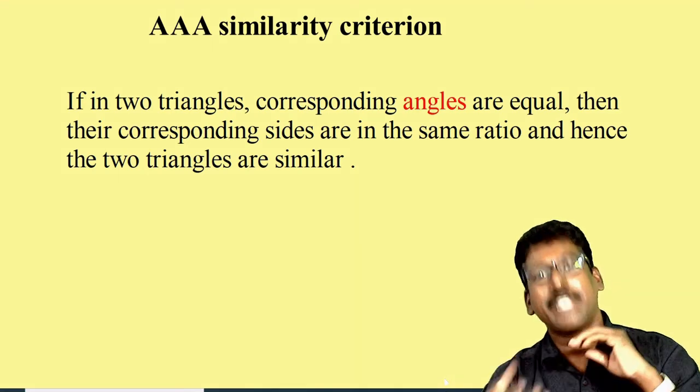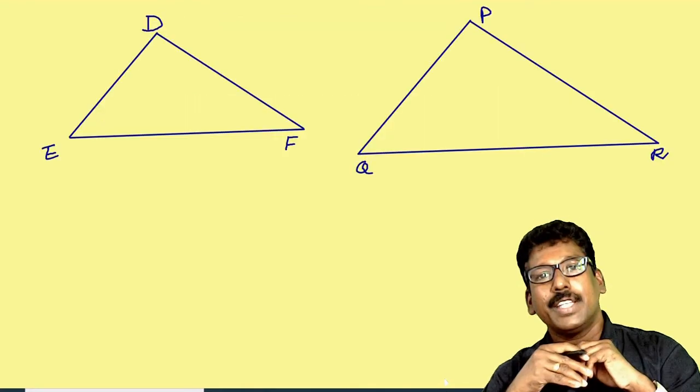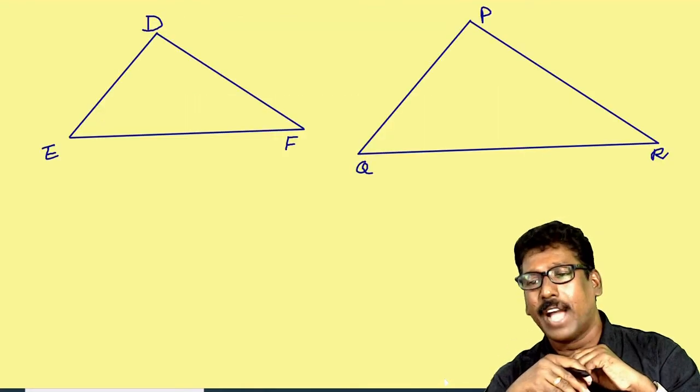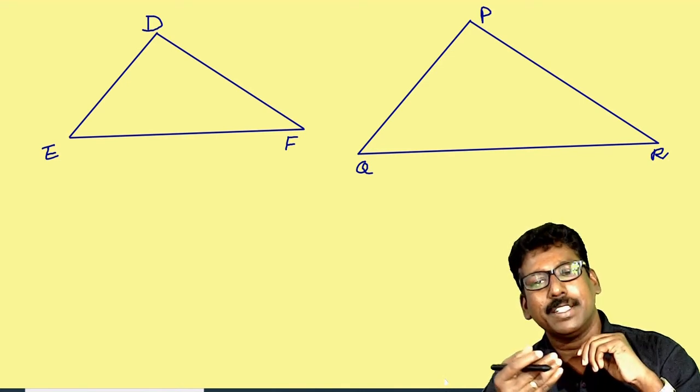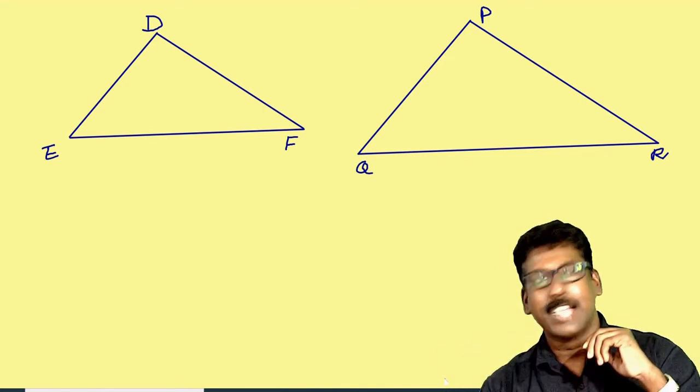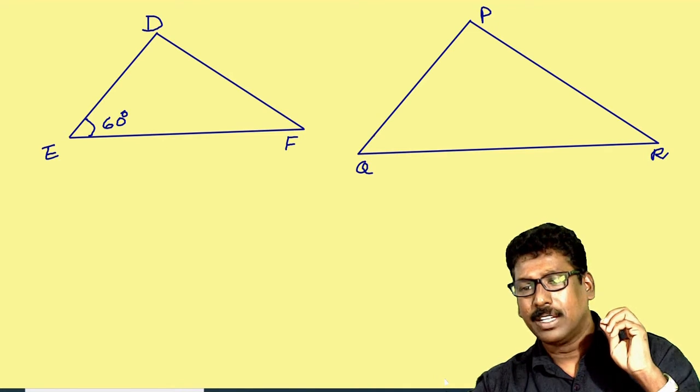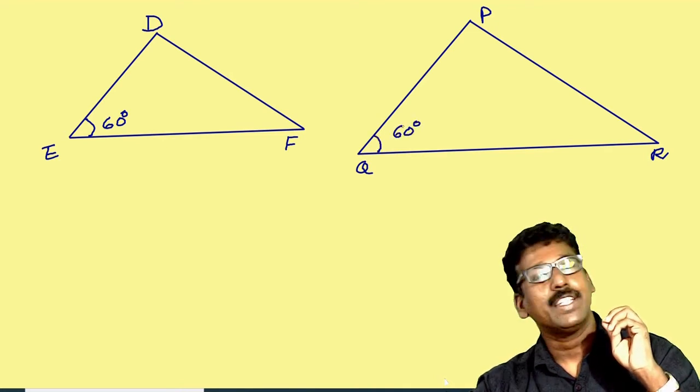Now let me take two triangles. Here you have triangle DEF and triangle PQR. Now let me take angle E as 60 degrees, and the corresponding angle Q is also equal to 60 degrees.